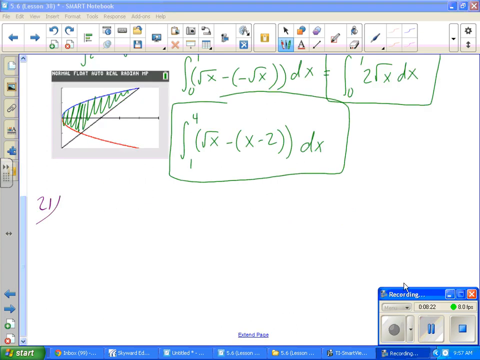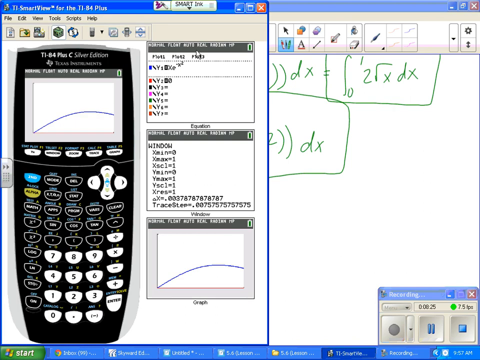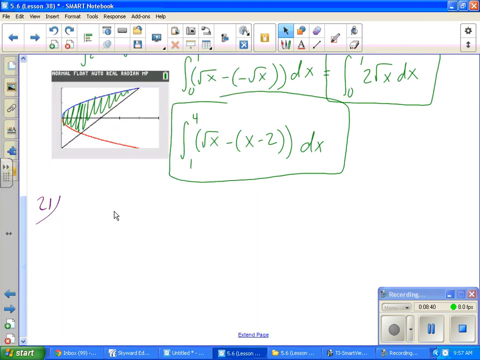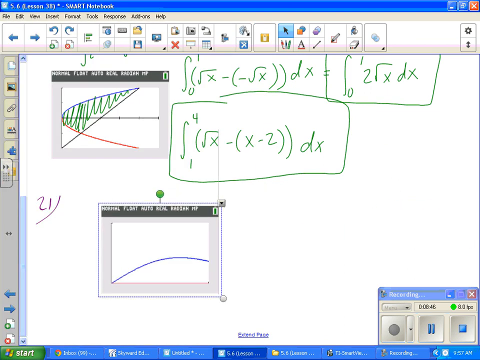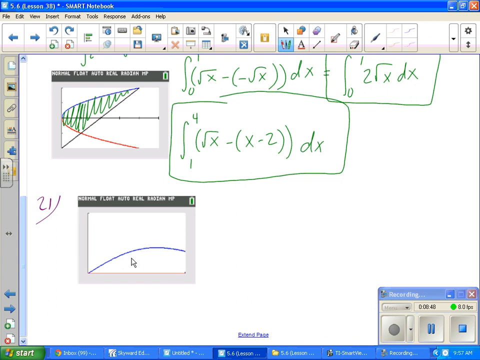For number 21, I just threw those equations into my y equals. And I'm just going for my window from 0 to 1. So 0 cuts it off, which it's actually pinched at 0. And then 1 is like another line here. Okay, so the area that I'm looking for is the area that goes from here out to 1. So it would be like this shaded piece. So I'm just going to go from 0 to 1, right?